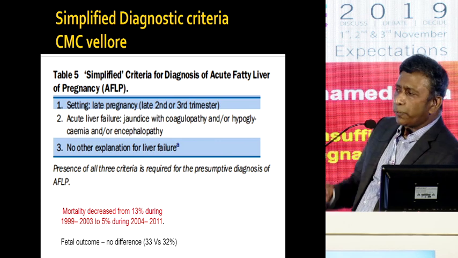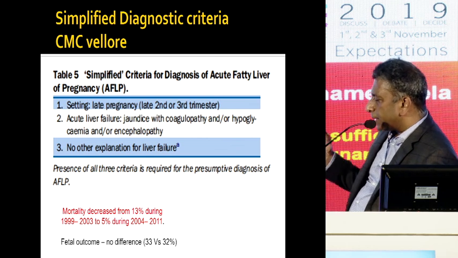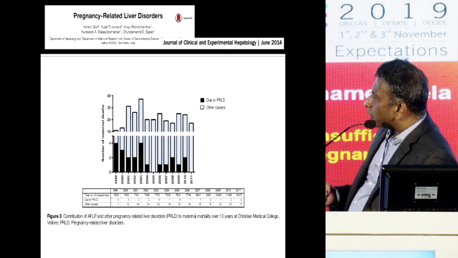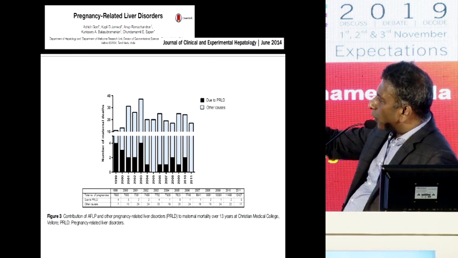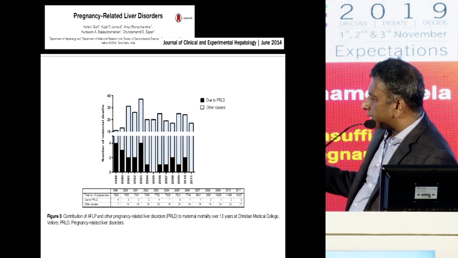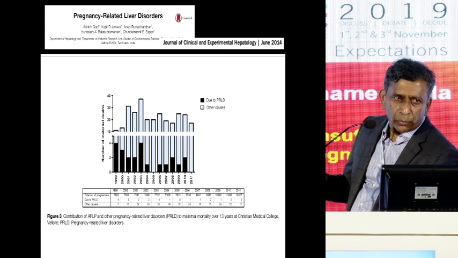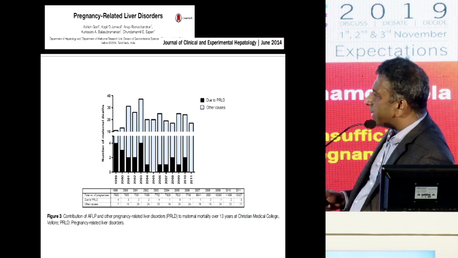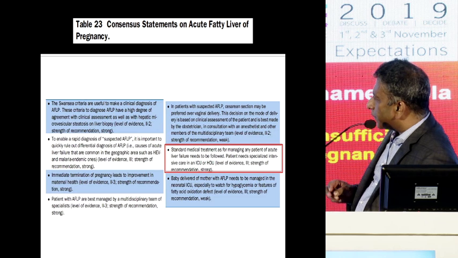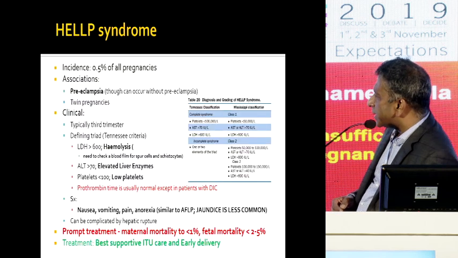And if it is managed appropriately within an intensive care, then you will be able to reduce mortality, even though the fetal outcome has not improved in spite of improving the outcome in the mother. And they have shown that over a period of time, the liver-related mortality in pregnancy has improved tremendously by early identification and managing them within an intensive care setting. So it is essential that they are managed appropriately by appropriate people looking after patients with liver failure. And again, whatever we said is what is in this consensus statement.